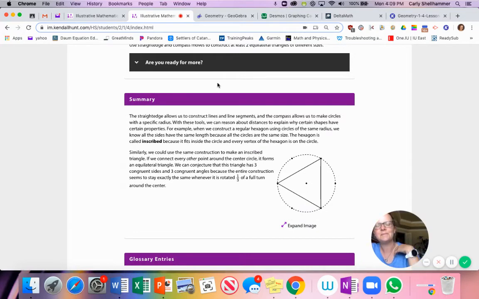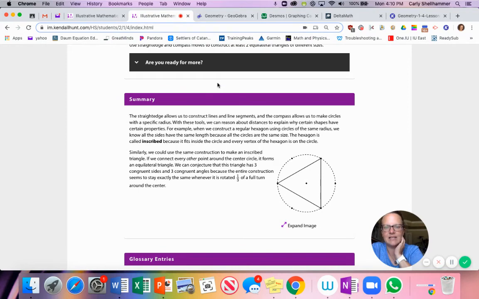All right, summary. The straight edge tool allows us to construct lines and line segments, and the compass allows us to make circles with specific radius. With these tools, we can reason about distances and explain why certain shapes have certain properties. For example, when we construct a regular hexagon using circles of the same radius, we know all the sides have the same length because all the circles have the same size.